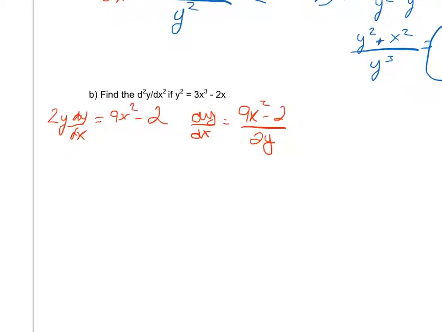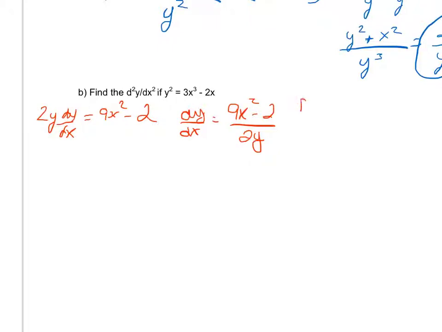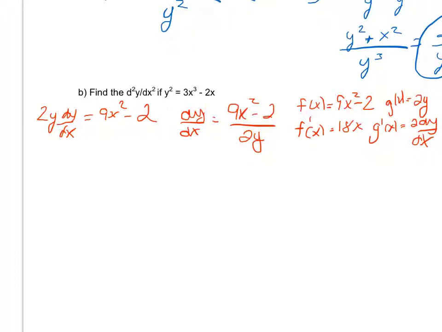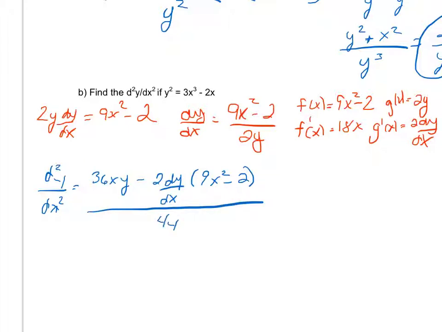To find my second derivative now, I know I'm going to have to, once again, just like before, use the quotient rule. So I'm going to let f of x be 9x squared minus 2, and g of x be 2y. F prime of x is then 18x, and g prime of x is then 2 dy dx. Plugging my quotient rule in, I get my second derivative is equal to the derivative of the first times the second, so 18x times 2y gives me 36xy, minus the derivative of the second times the first, so minus 2 dy dx times 9x squared minus 2, all over 2y squared, which I'm just going to say is 4y squared.